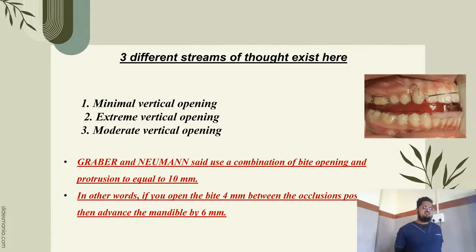So there are three different streams of thought: minimal vertical opening, extreme vertical opening, and moderate vertical opening in the activator appliance. But Graber and Neumann said use a combination of bite opening and protrusion equal to trim. This is not a rule; this is just an approximation given for understanding. In other words, if you open the bite 4 mm between the occlusion posteriorly, the advancement of the mandible should be 6 mm. But according to Clark, in twin block cases, the minimum vertical opening should be 5 mm.